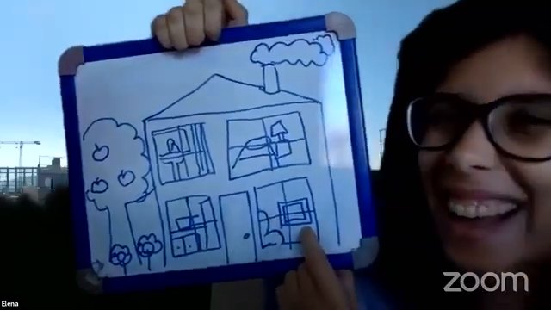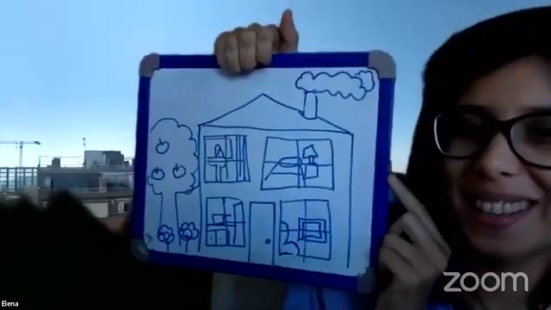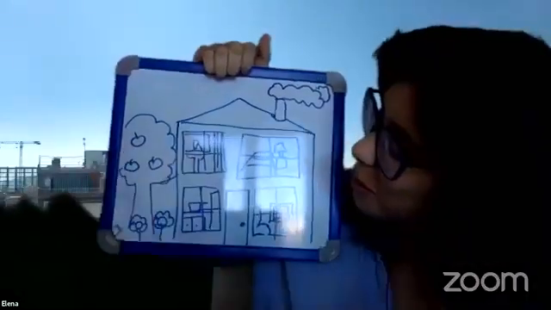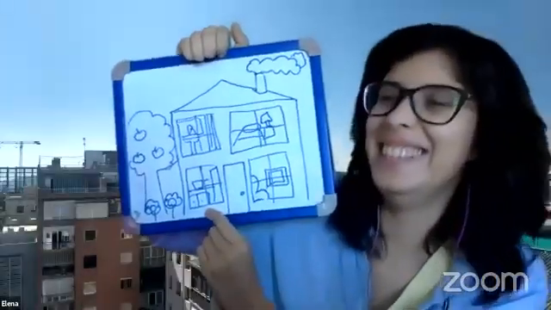Oh, here is my living room. That's right, Elena, living room. And here is the bedroom. Wow, this is my bedroom. And here is the bathroom. Oh, this is my bathroom, where I can take a shower. And this is the kitchen. You're brilliant, Elena. I love your drawing.